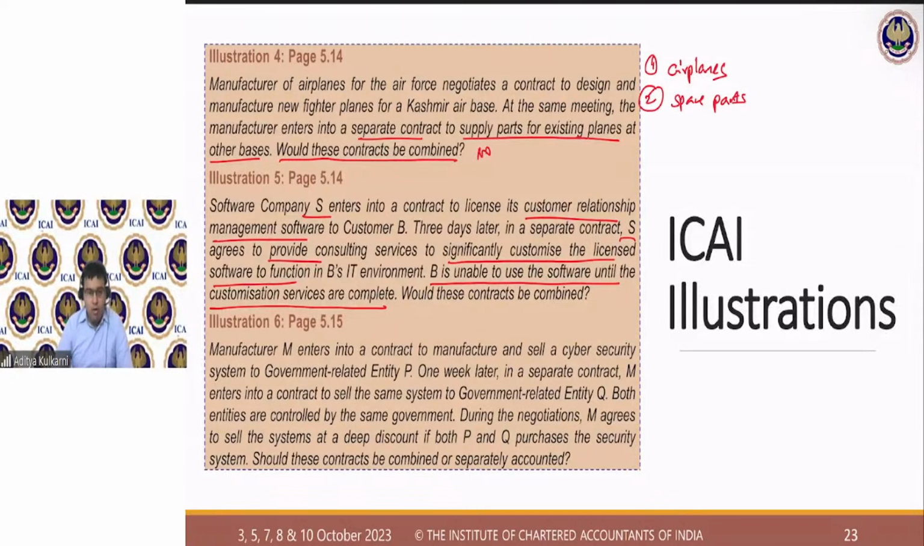Okay. So now this is correct because both of them are closely interlinked to each other. I buy a software, but I cannot use it. Why will I pay the consideration? I need to get the customization also, right? So therefore, it makes more sense to treat them as a combination of contracts, and the software and customization together is the revenue that will be recognized. You have to combine it.